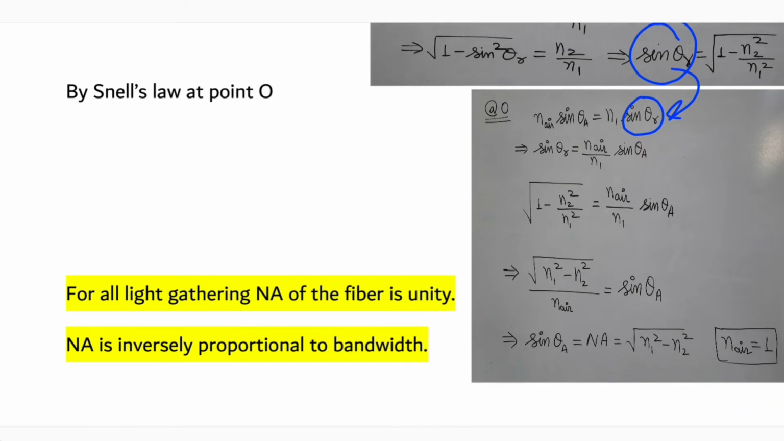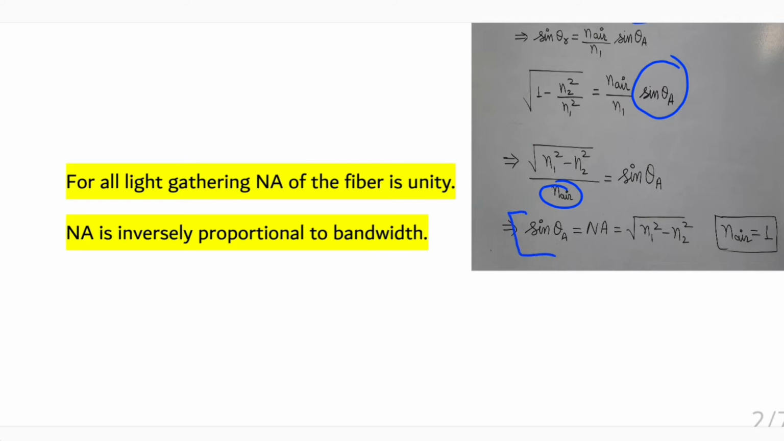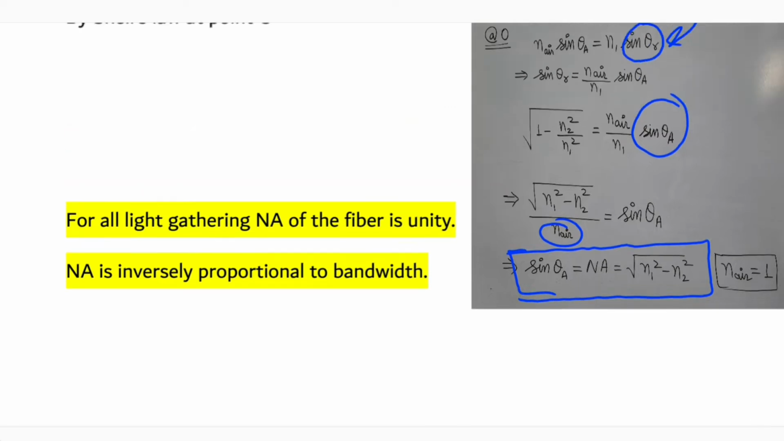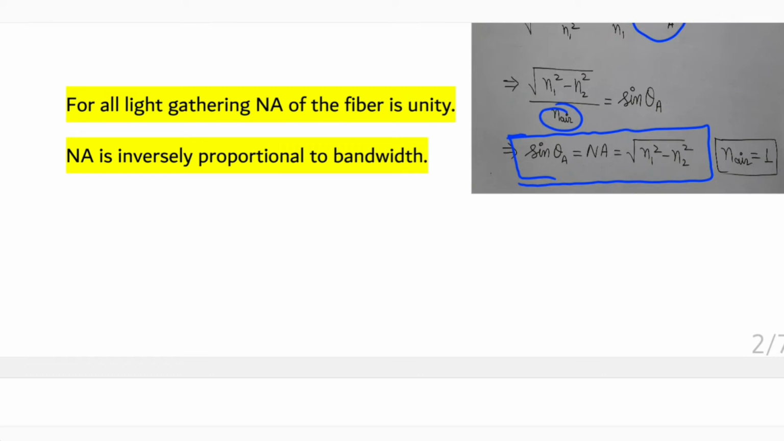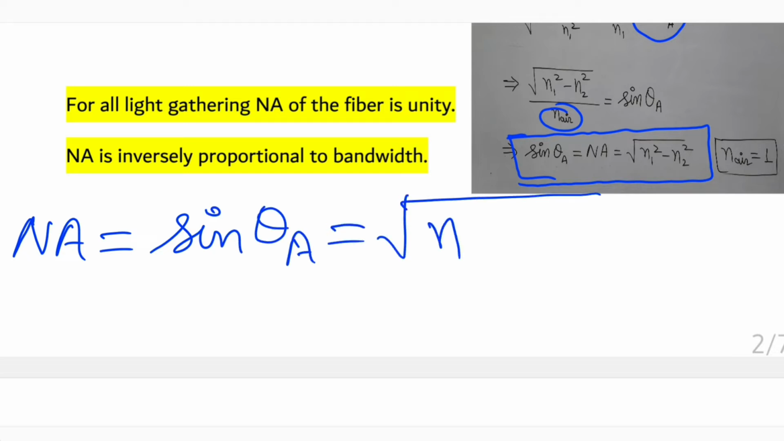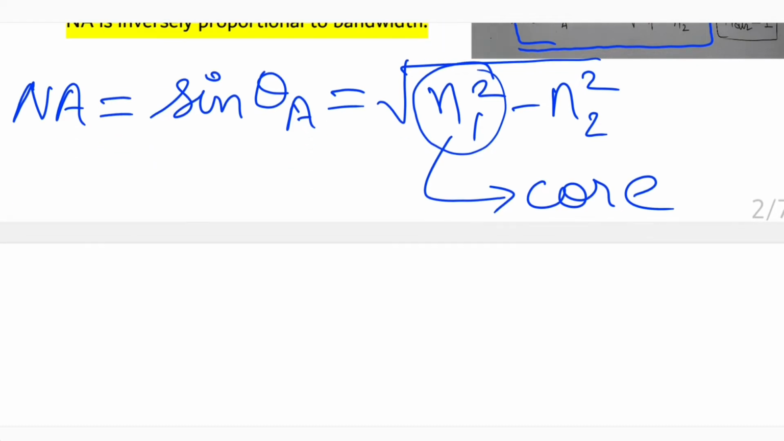So after solving, you can finally come across sine theta a, which equals root of n1 square minus n2 square upon n air. Generally, we take n air as 1, so sine theta a, which equals the numerical aperture, comes out to be root of n1 square minus n2 square. Okay, this is a very simple derivation. You can remember it, or you can directly remember the formula of numerical aperture. So numerical aperture equals sine of acceptance angle, which equals root of n1 square minus n2 square. Here n1 is the refractive index of the core. Okay, this is a very simple formula and you can remember it also.